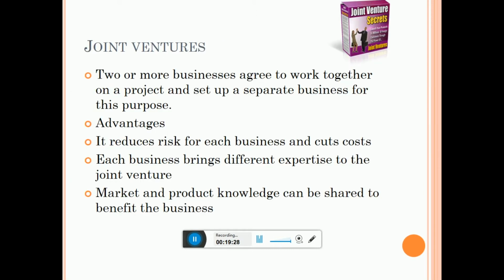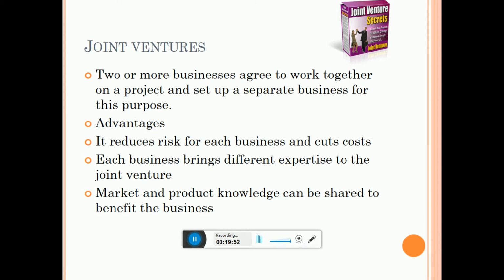Now we have joint ventures. Two or more businesses agree to work together on a project and set up a separate business for this purpose. For example, I and another business merged together and decided to work on a project. The advantages are that it reduces the risk for each business and cuts cost, because we both will be pooling our resources and sharing costs.